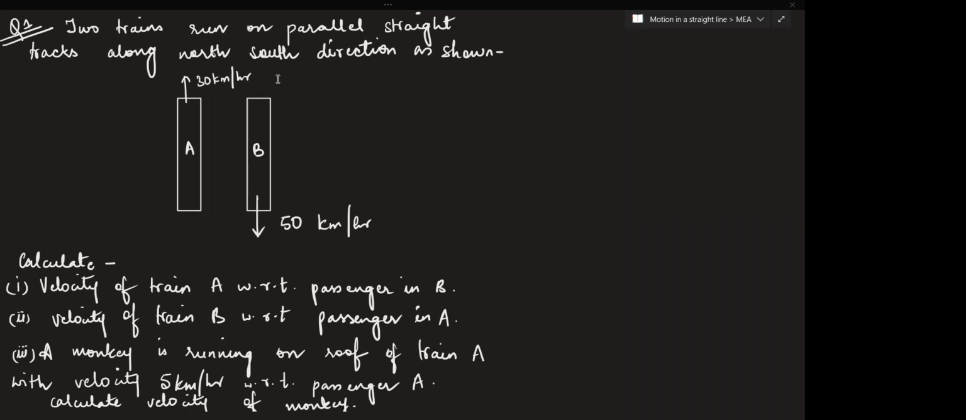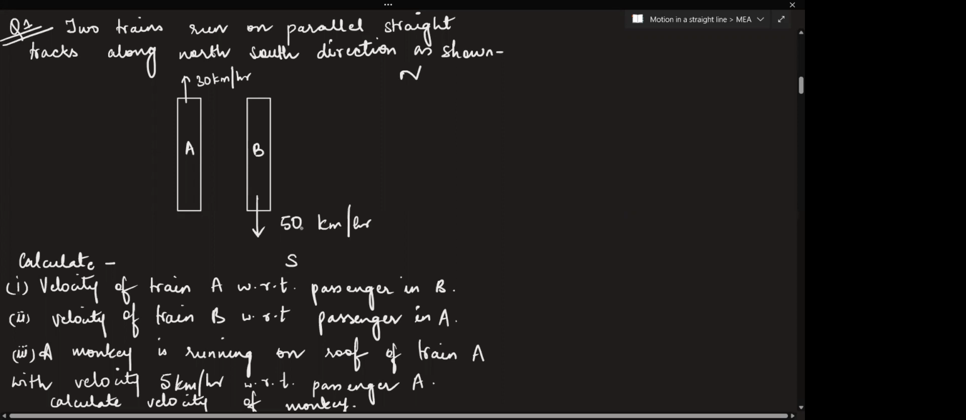Magnitude is correct, Maha. Same with you. At least do one thing, all of you: this is north, this is south. Just write this velocity north or that velocity south. And please try the third part also. This is the velocity of the monkey with respect to A.